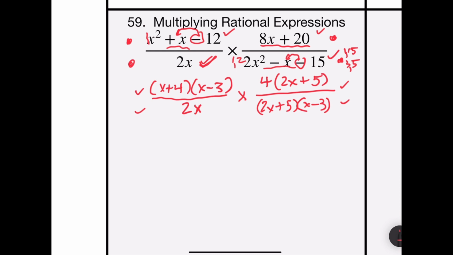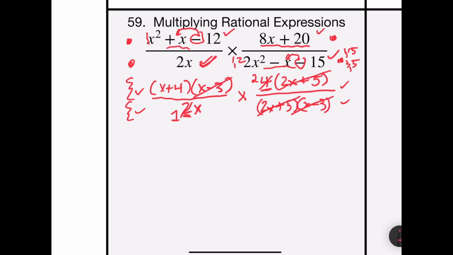Now I need to see if there's any factor on top that could cancel with any factor on the bottom. It doesn't matter which side it's on. So I see I have an x minus 3 on the top and an x minus 3 on the bottom. Those would divide out to 1, or as some people say, cancel out. I also have a 2x plus 5 over 2x plus 5. Those would also divide out to 1, or again, as some people say, cancel out. I also have a 2 and a 4. 2 can divide into 2 one time. 2 can divide into 4 twice.